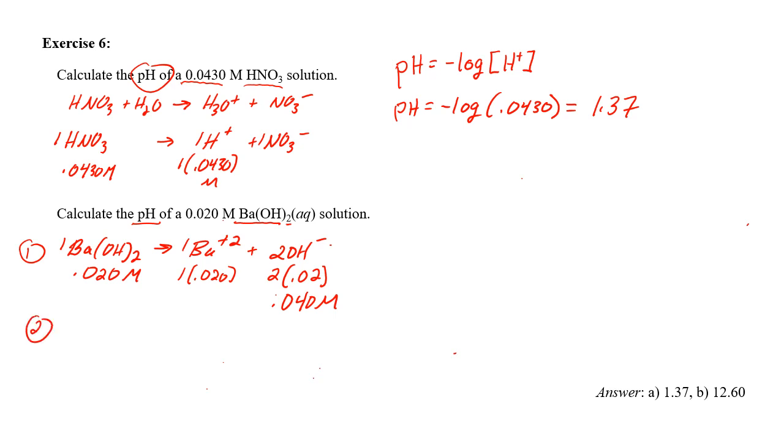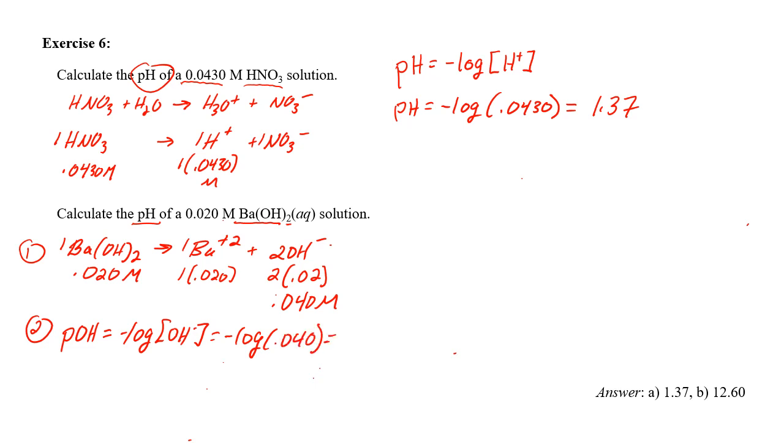Step 2. Look at your mole map. If you know the hydroxide ion concentration and you want to find the pH, you should probably get the pOH first. So let's do that. The pOH is going to be the negative log of the hydroxide ion concentration, which is the negative log of 0.04.